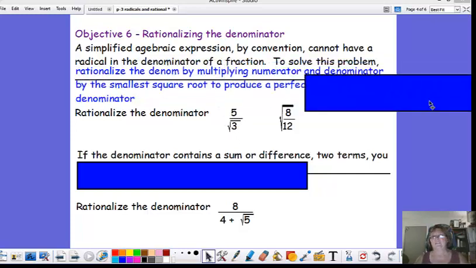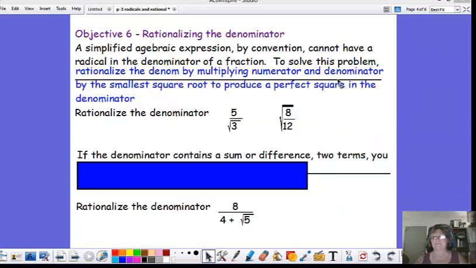The value of the numbers doesn't change, but what we're going to change is their appearance. To rationalize a denominator, you multiply the top and bottom, the numerator and denominator of the fraction, by the smallest possible square root that would produce a perfect square in the bottom. You probably aren't going to ever remember those words, but that's okay with me.